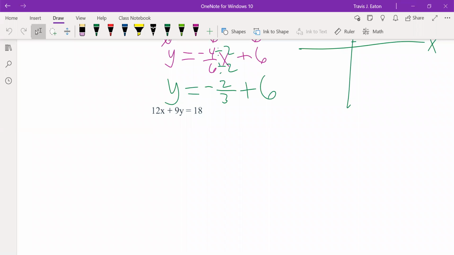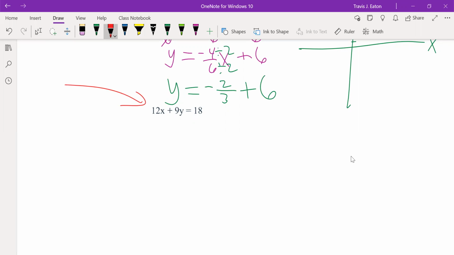All right, so we are continuing with our lesson on converting standard form equations into slope-intercept form so that they could be easily graphed, because it's super easy to graph an equation of a line in slope-intercept form. So let's take a look at this one right here. 12x plus 9y equals 18.